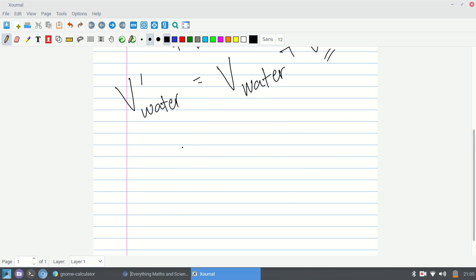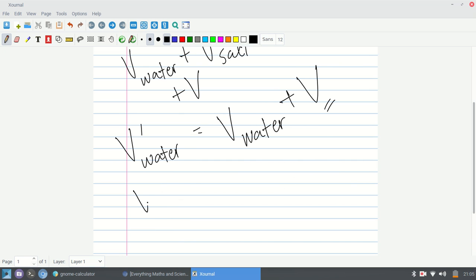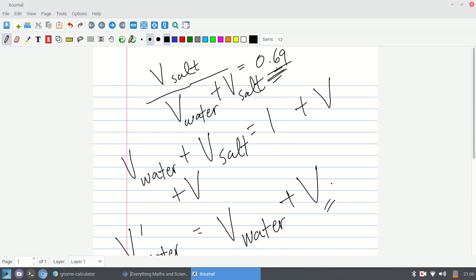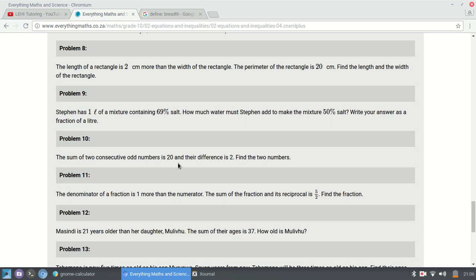So let's see. V salt does not change at all. So V salt is going to be 1 minus V of water, right? And there must be an easy way to do this. I feel like I'm just making it complicated. What we'll do is we'll come back to this problem and we'll see if we can finish it off.